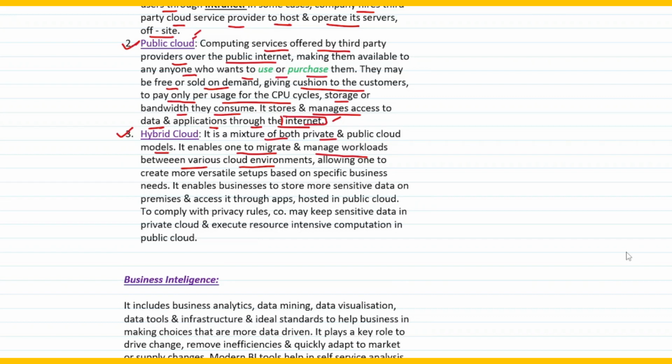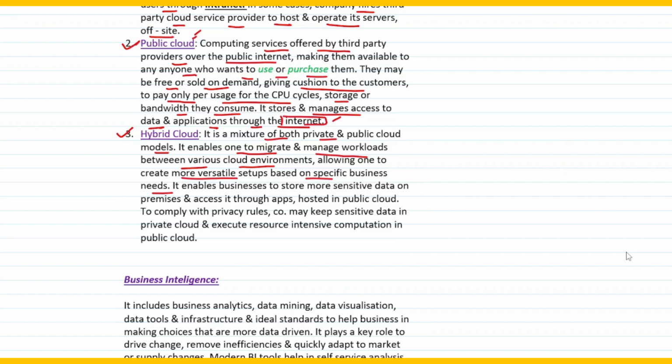A hybrid cloud can help you to manage the access of both of them, allowing one to create more versatile setups based on specific business needs. So basically you can use it as per, or rather you can say it can be tailor-made. So the way you want it to be, you can do it with the help of a hybrid cloud, or it can be manipulated, or it can be dynamic in nature, and you can tune it as per your requirements, and it is based on specific business needs. So what exactly is a hybrid cloud? It's a mixture of both private and public cloud models.